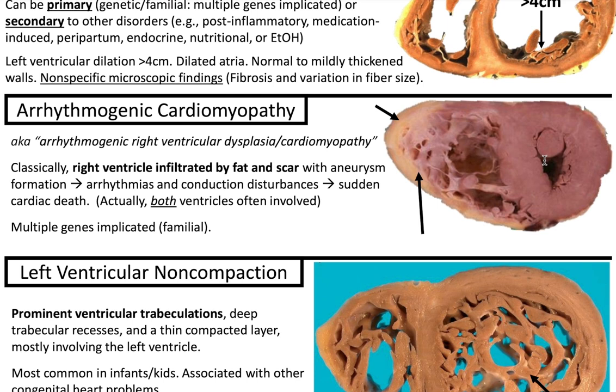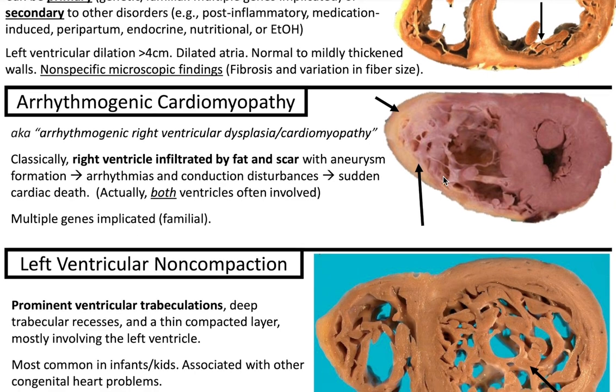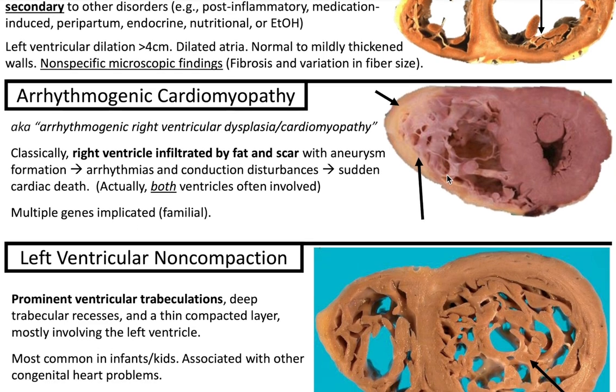Arrhythmogenic Cardiomyopathy, aka arrhythmogenic right ventricular dysplasia / cardiomyopathy. Classically, you'll have right ventricle as you can see here, infiltrated by fat and scar with aneurysm formation. It's going to lead to arrhythmias and conduction disturbances, leading to sudden cardiac death. Actually, both ventricles are often involved. Multiple genes are implicated and can be familial.